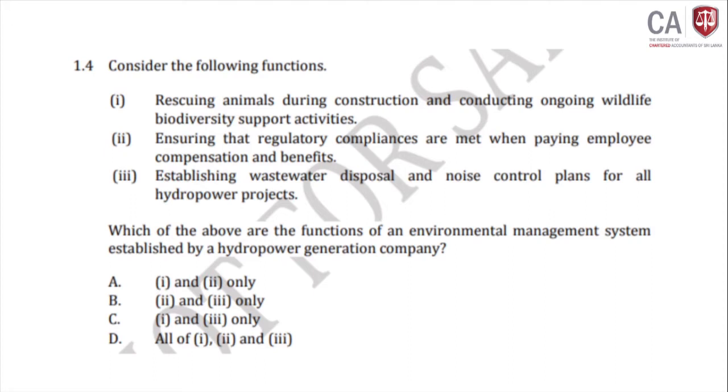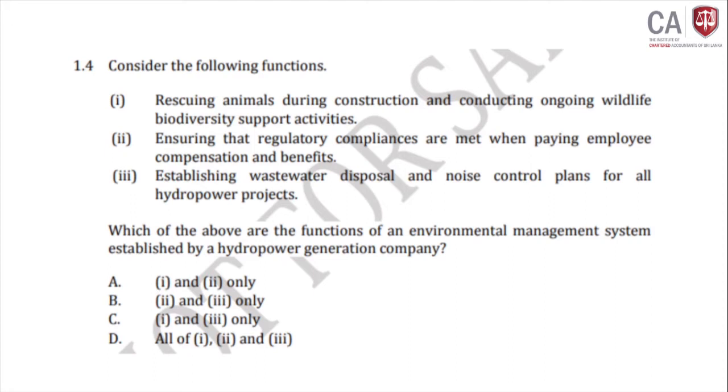Then number 3, establishing wastewater disposal and noise control plans for all hydropower projects. When these turbines rotate, they create some noise, and sometimes you use water to clean your machines. When you dispose of it, you have to ensure that it's not toxic and doesn't do any damage to the environment. Therefore, wastewater disposal and noise control plans are required for a hydropower company. So number 3 is also correct because it relates to the environment.